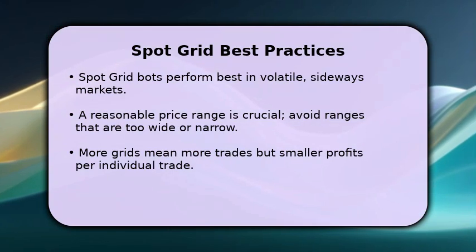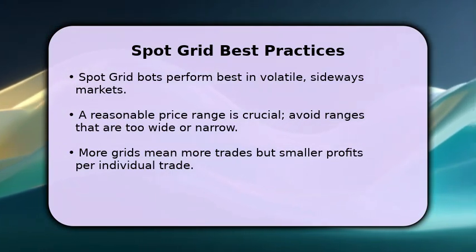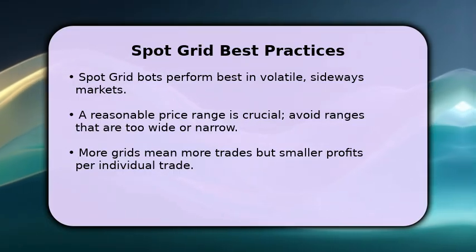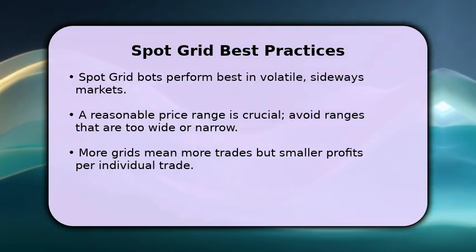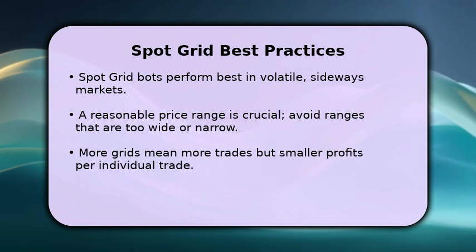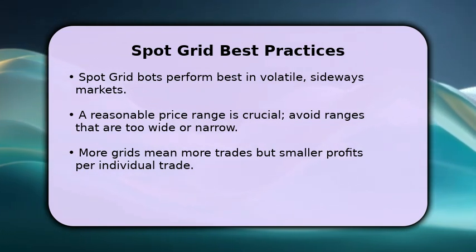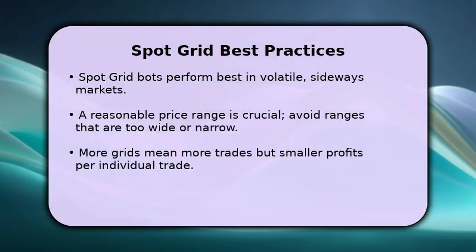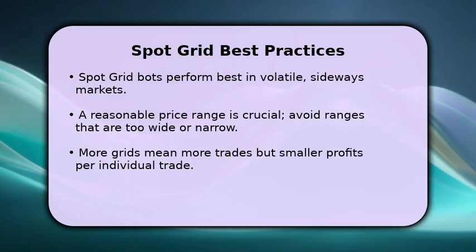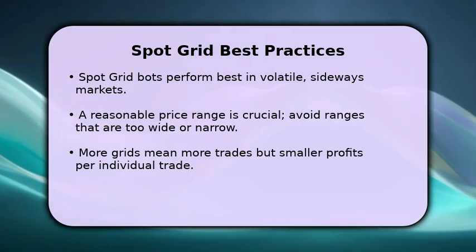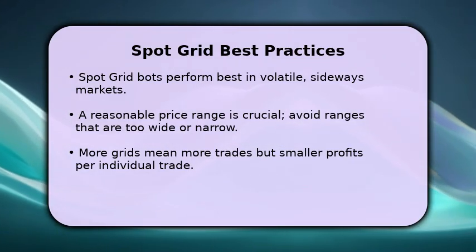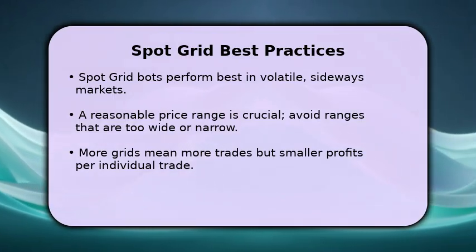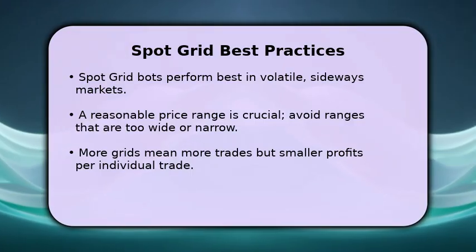To maximize your Spot Grid bot's potential, remember a few key practices. This strategy thrives in volatile, sideways markets where prices fluctuate within a defined range. Setting a reasonable price range is vital. An overly wide or narrow range can limit profitability. Keep in mind that more grids lead to more frequent trades but smaller profits per individual order. For beginners, it's often wise to start with popular, highly liquid trading pairs such as Bitcoin versus USD.